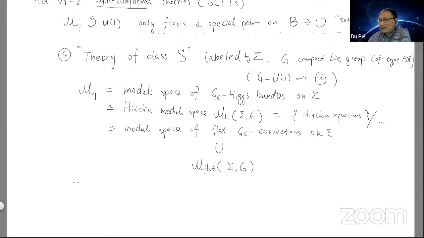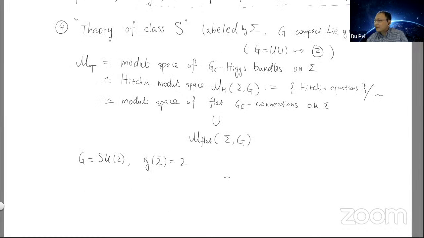So to give a more concrete example, let's take G to be, again, SU2, and g, the genus of the Riemann surface, to be 2. Then the base of the fibration is going to be 3-dimensional. So it's hard to draw a compact 3-dimensional thing on the board, so I will just draw it like a complex plane. But then there is a special point, this superconformal point, that is fixed by the U1 action.